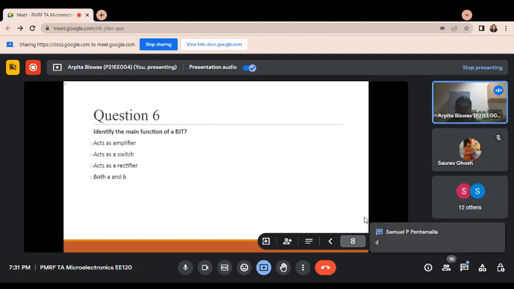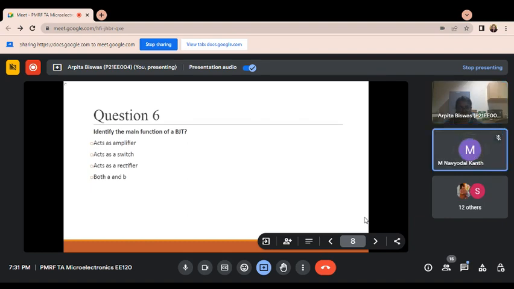Okay, option D. Navodaya, what is the right answer? Ma'am, both A and B. Okay. Can you explain the modes of this BJT, like when it acts in saturation mode, when it acts in active mode, or when it is in cutoff mode? Can you explain a little bit about it?